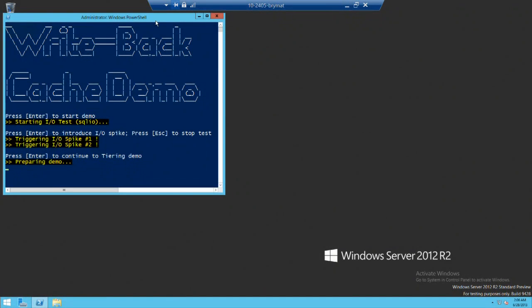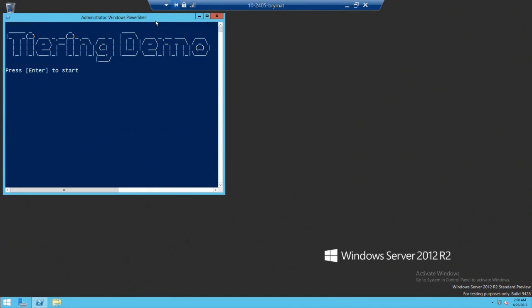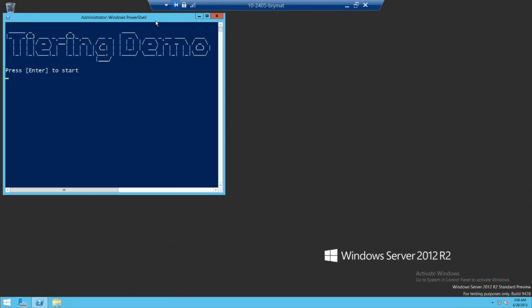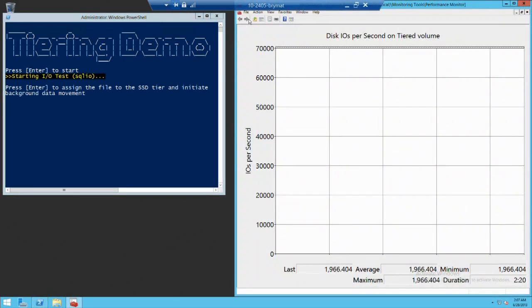What I'm going to show you is a seamless transition of a file that's currently completely located on the HDD tier of the volume. I'm going to transition this file to the SSD tier, but the kicker here is that while this file is being transitioned, I have an intensive I/O test occurring to this file. So high queue depth, high number of threads, while the file is being transitioned between tiers.